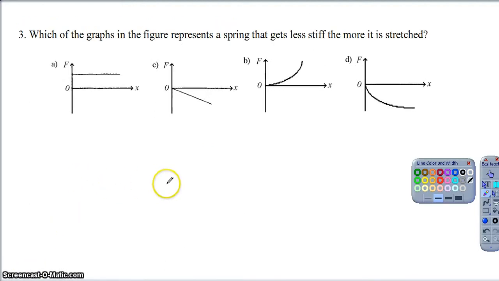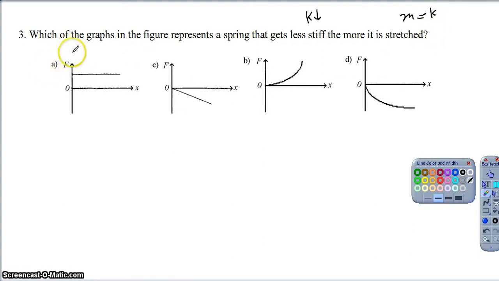Question 3 is a slightly trickier variation of question 2. Which graph best represents a spring that gets less stiff as it's more stretched? So if it gets less stiff, then the constant would be decreasing over time. Well, the biggest thing to recognize there is on a force versus displacement graph, my slope is my constant. So if the constant is decreasing, then my slope needs to be decreasing as I go further and further.